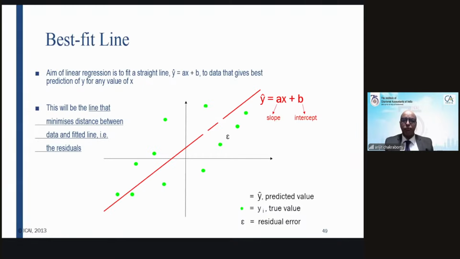Normally, this is the graph. You can see y equal to ax plus b. And if you see here, you will find the line, this relation, you can see a, b is the intercept, and the slope is given here, and y is the predicted value, y1 is the true value. And there will be a little error in both.